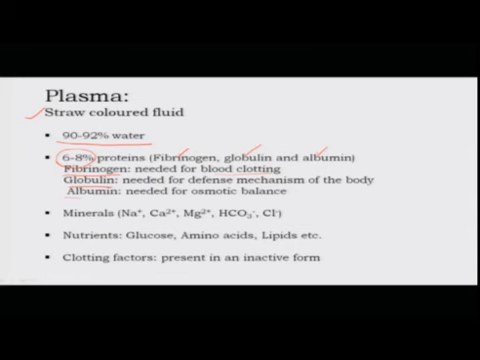Then the third category of proteins that are present in the plasma are known as albumins. These albumins are needed to maintain the osmotic balance in the body fluids. So, now let us look at the next component, which is minerals.